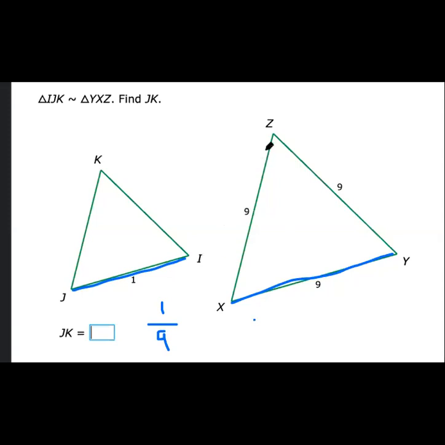So if I divide, let's say, ZX right here to JK, then this side should just be 1. So if I'm going this way, I'm multiplying by 9. If I'm coming this direction, I'm going to either divide by 9 or multiply by 1/9.